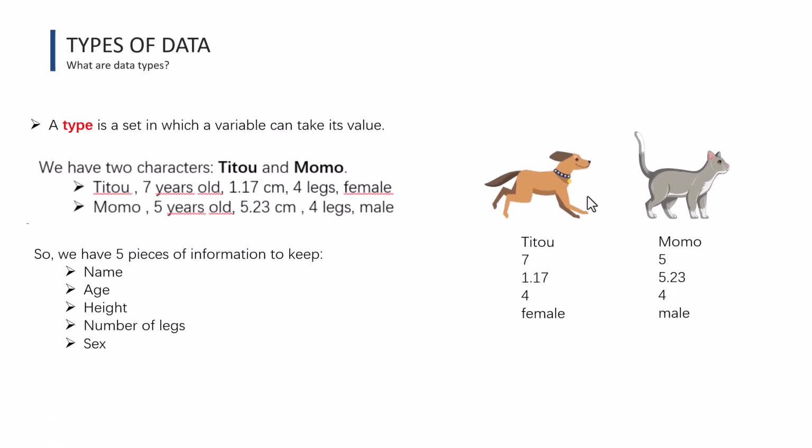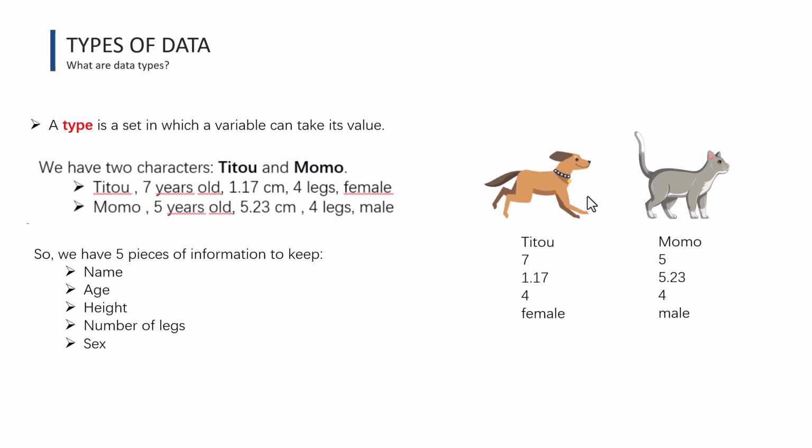Now, what is a data type? A type is just the set where the variable or the constant is taking its value. To illustrate this concept, let's take our two characters, T2 and Momo, that have some dedicated information. T2 is 7 years old, has a height of 150 centimeters, 4 legs, and is a female. And Momo is 5 years old, has a height of 5.82 centimeters, also has 4 legs, and is a male. So we can see that we have 5 pieces of information that we can keep for both of our characters: the name, the age, the height, the number of legs, and the sex.